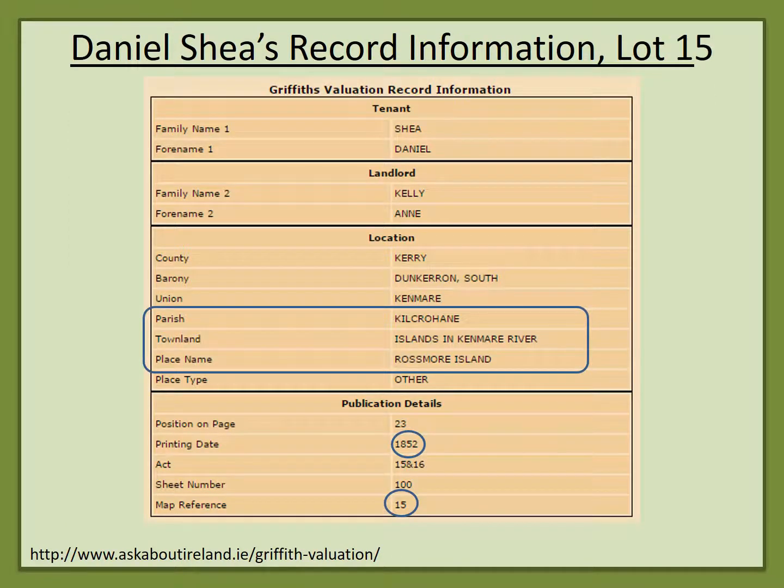We find that in 1852 this Daniel Shea was a tenant on Lot 15 on Rossmore Island in the Kenmare River. Daniel's landlord is Ann Calley. Under the location heading, you can see the county was Kerry, the barony was Dunkerin South, the union is called Kenmare, the parish Kilcrohane, the townland was all the islands in the Kenmare River, and the place name for the specific place was Rossmore Island. Down below under publication details you can see that this record was printed in 1852 and the map reference 15 means that Daniel was on lot 15.